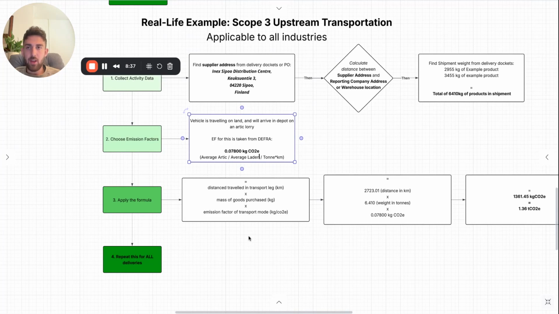Hopefully you're able to follow along and it breaks down the complexities and makes it a lot more straightforward and simple for you and your business when reporting carbon emissions under scope 3 for inbound and outbound deliveries.